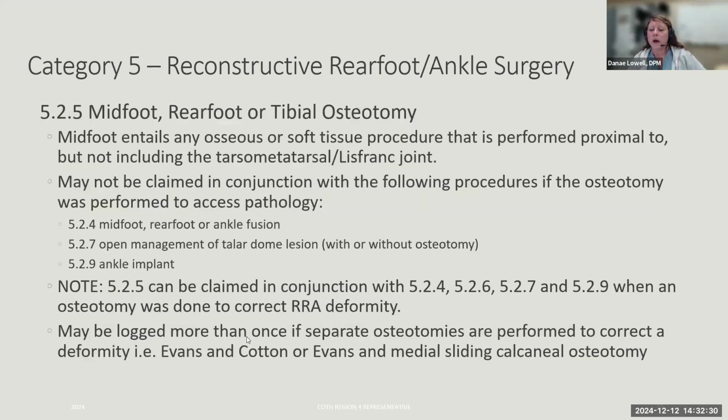525 is selected when an osteotomy is performed. However, if that osteotomy was performed to access the index pathology, then it cannot be logged separately. An example is a fibular osteotomy to create an on-leg graft for access to the ankle joint. There are other procedures that can be claimed if the osteotomy was part of deformity correction, and multiple osteotomies can be claimed if correcting a deformity such as Evans and Cotton or Evans and calcaneal slide.